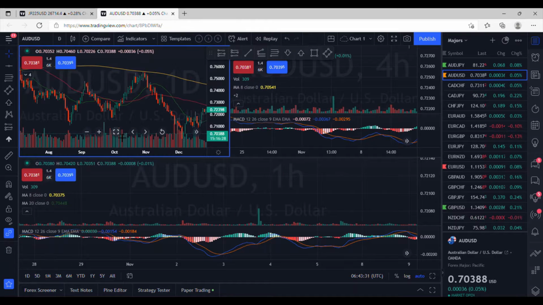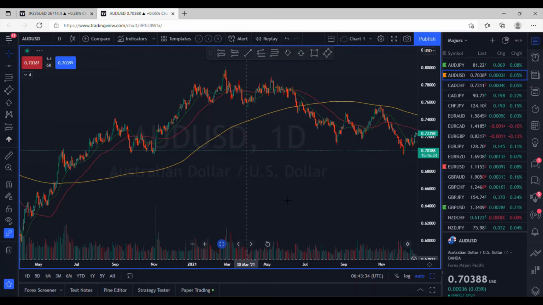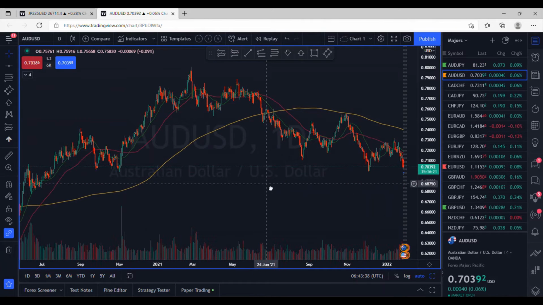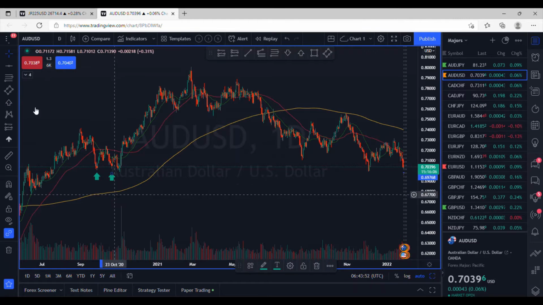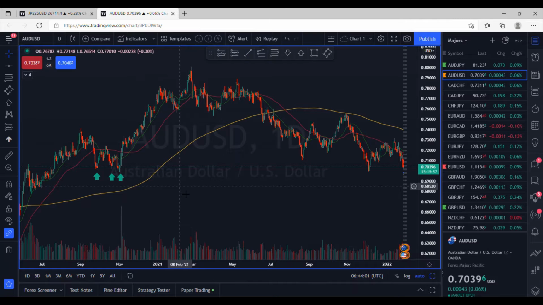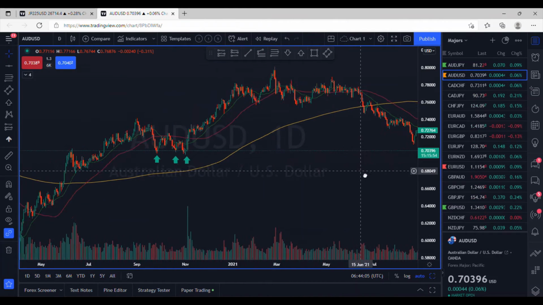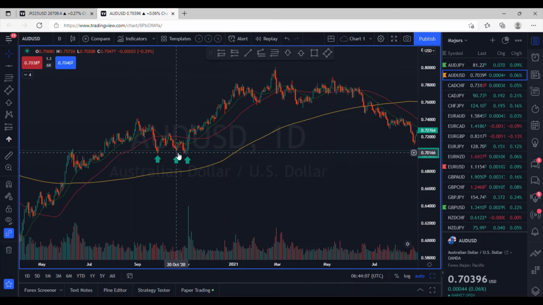If we open up the daily, basically what we're looking for is areas within the market where we've had resistance. Quite clearly we can see we've had resistance, resistance, resistance, and let's zoom in a bit, we've had 1, 2, 3, 4, 5 touches there, and actually if you look left you've had another one.